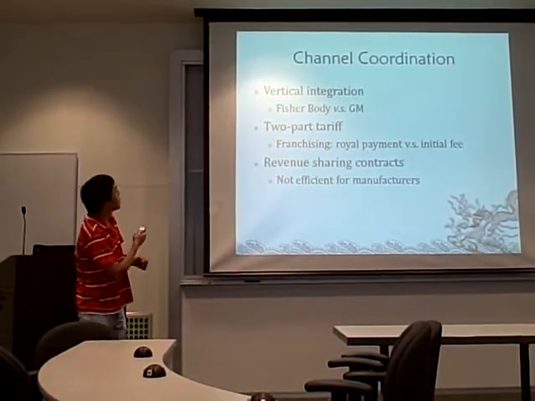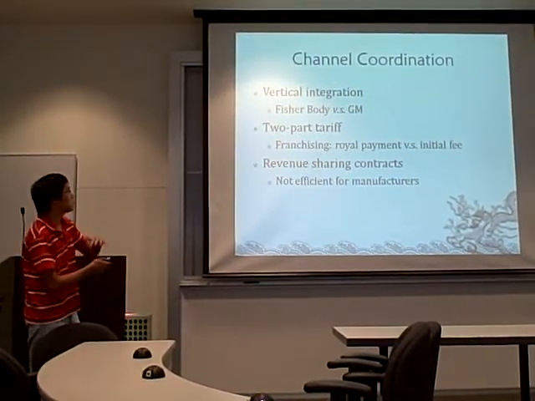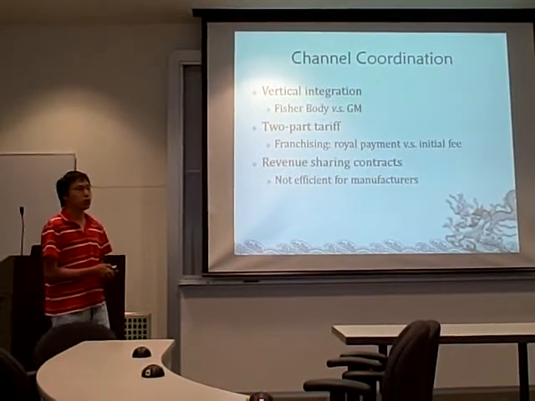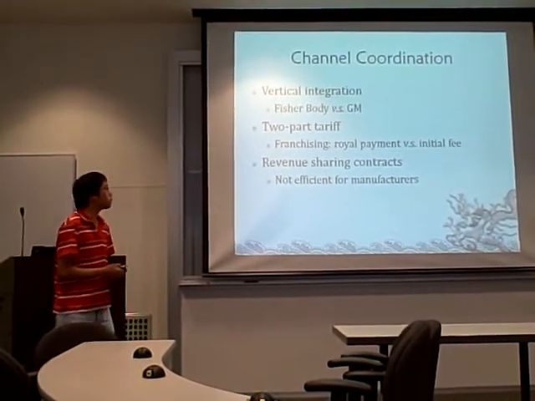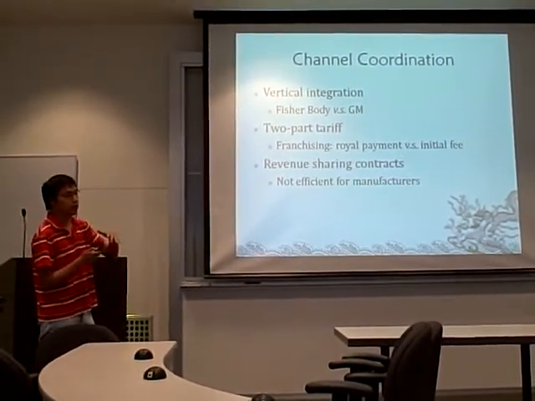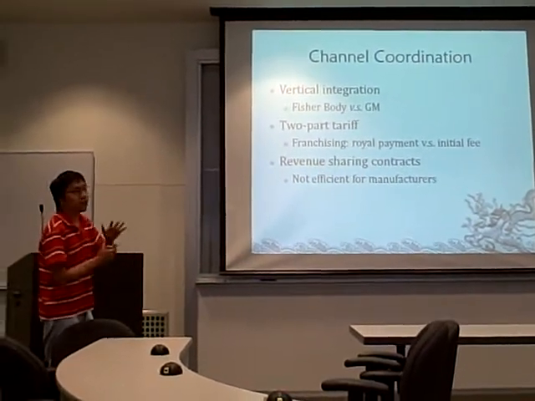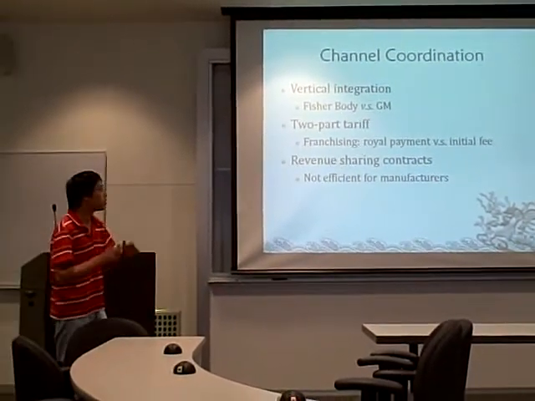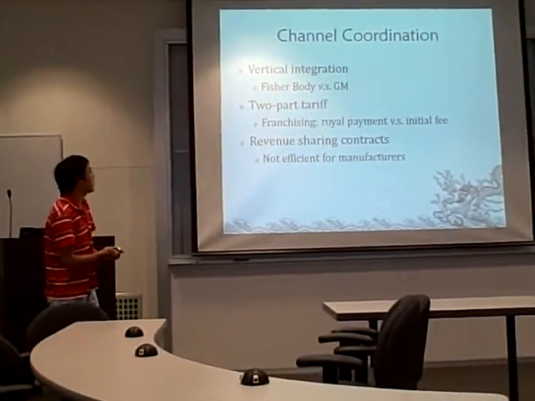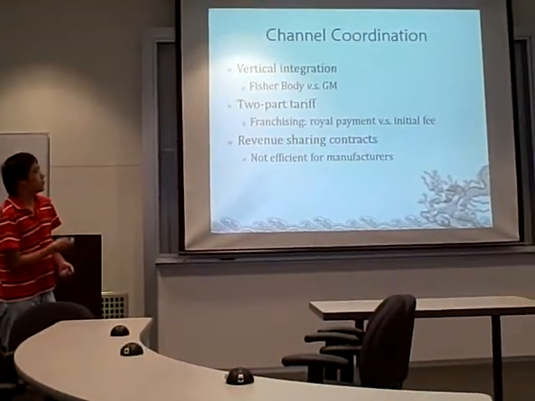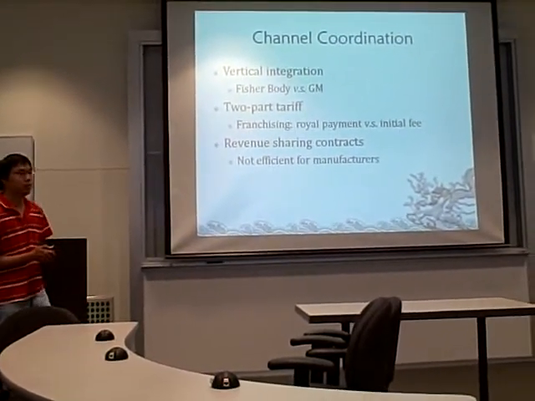There are mainly three ways to coordinate this problem. First is vertical integration, which means that the manufacturer can actually purchase the whole retailer firm. So this is like the Fisher Body and GM problem, as I illustrated last time.